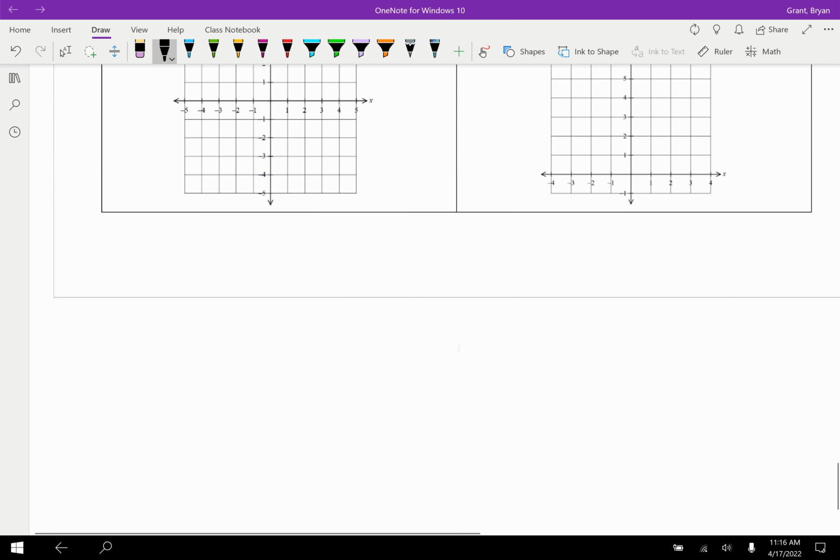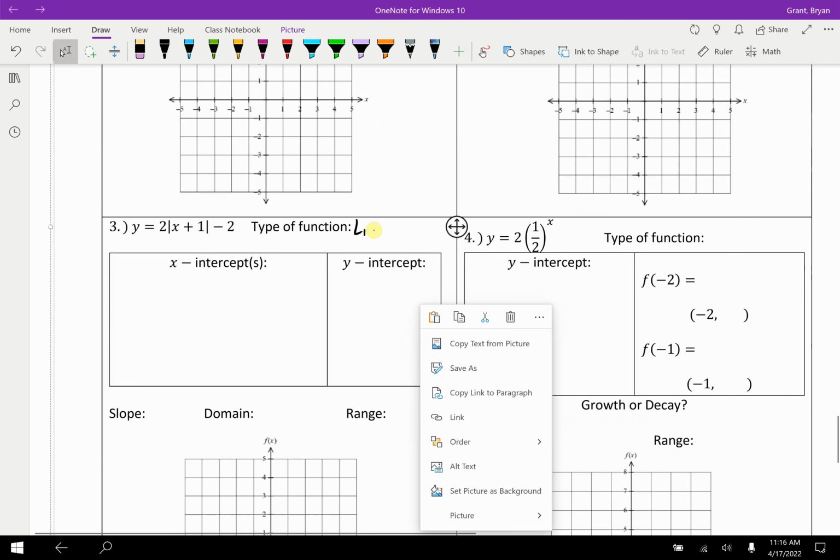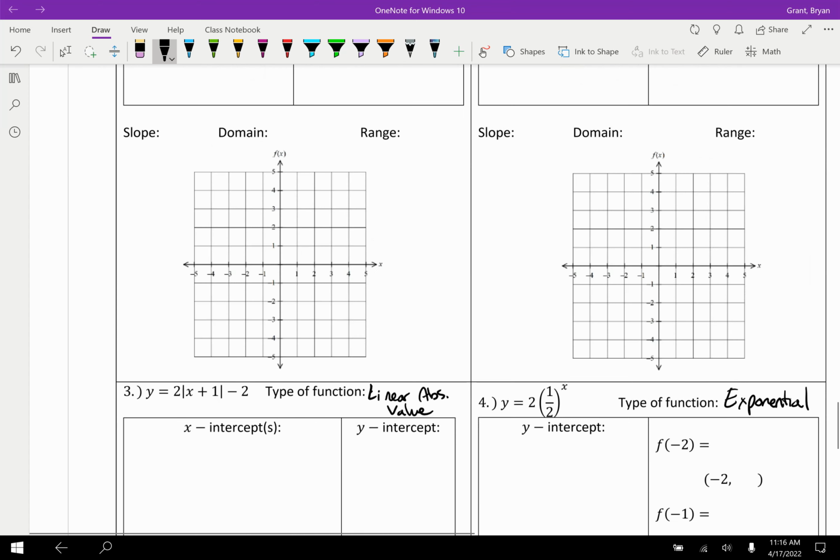Okay. The third one we've seen before. Third one has absolute value, so it is linear absolute value. There we go. Absolute value. And then our last one has x as an exponent, hence its name. This is exponential. And we learned all about those in topic 6. So let's see what you guys remember here.